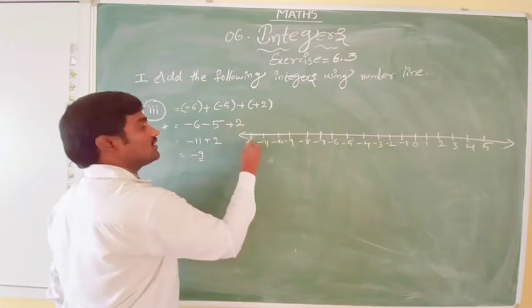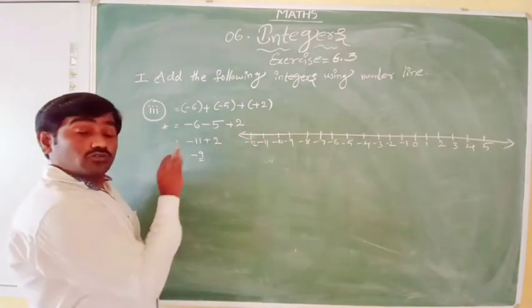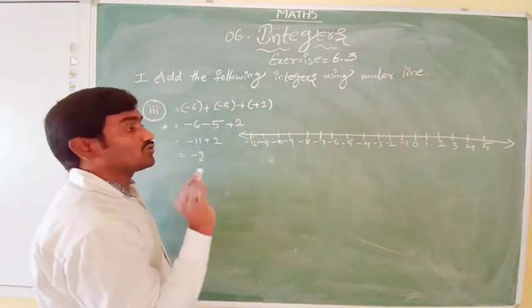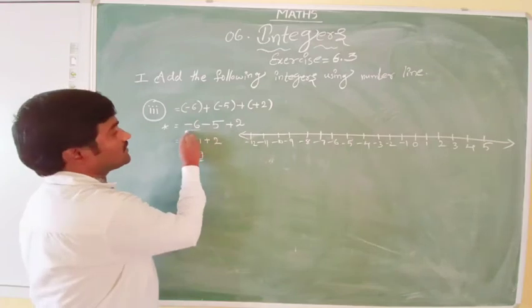Minus 11, minus 12, like that. Okay, now we go through the question. Always you have to use a number line with a pencil. Remember, we have to use only pencil. Here, first to second step is that.